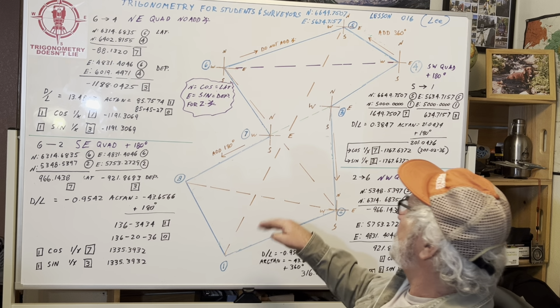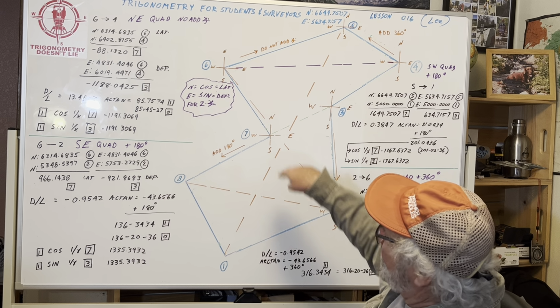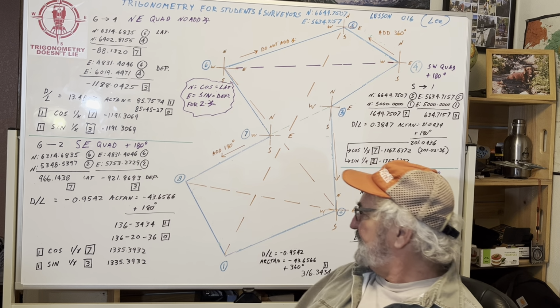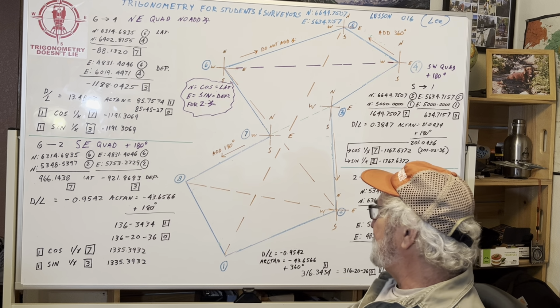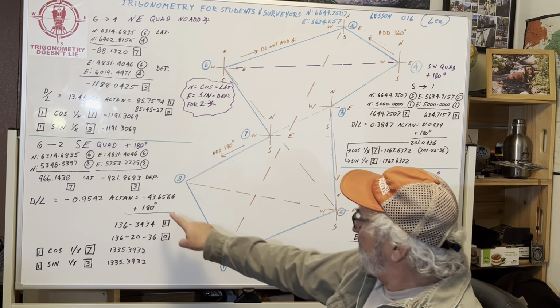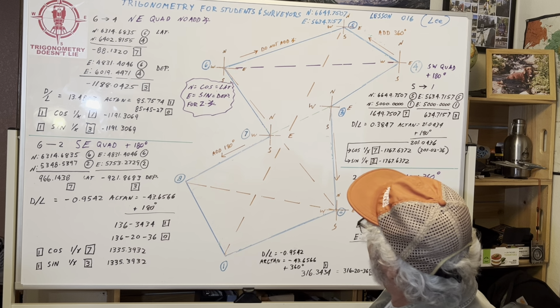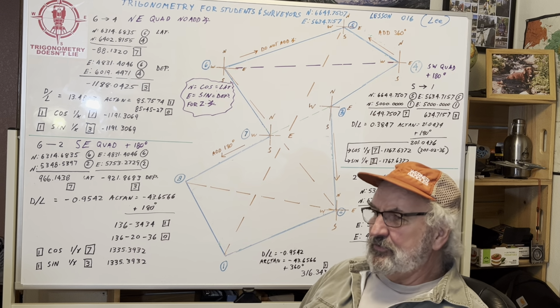because remember, these are just right angles. We got the two sides of a right triangle. The arc tangent of that is negative 43.6566. Now you want to add 180 to that. Remember, we're going to the southeast quadrant. We want to add 180. So I'll do a reminder again.